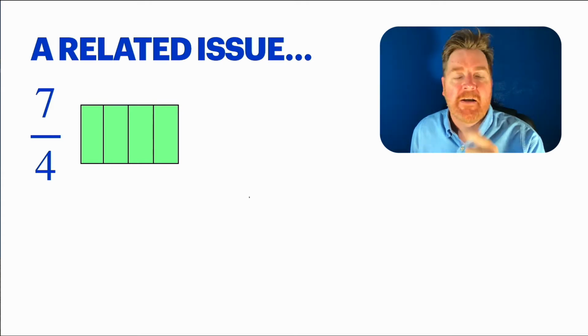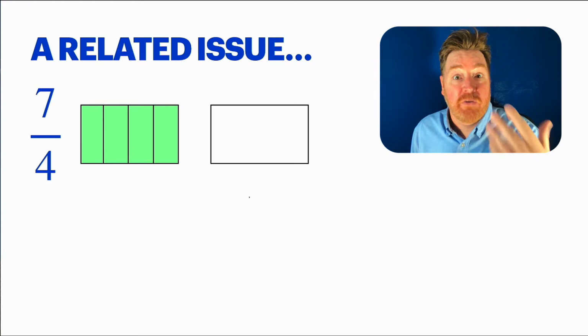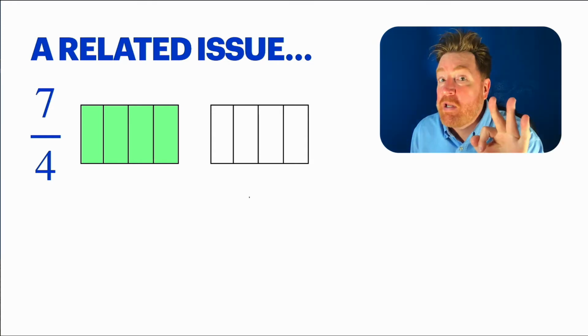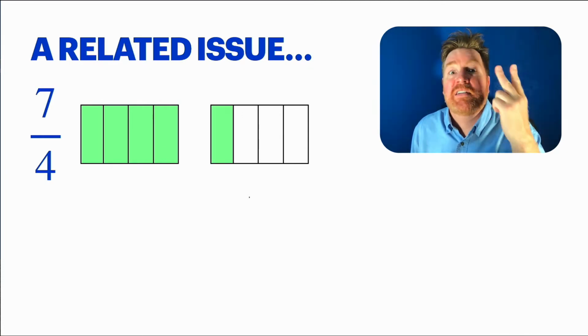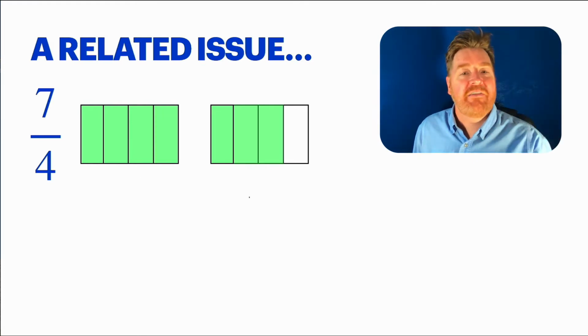We're looking for 7. So let's get another bar. I guess if we want more fourths, we need another bar. So there's another bar. Let's divide it up into 4 equal pieces. And now we need 3 more, right? So we had 4 of them. 5, 6, 7/4. There we go. All right, we got 7/4.